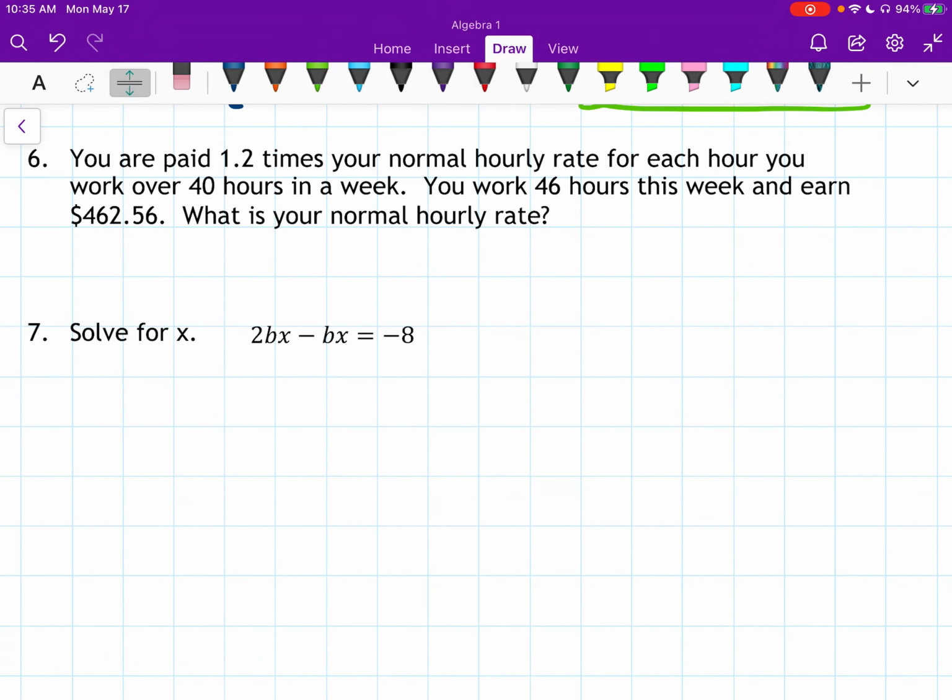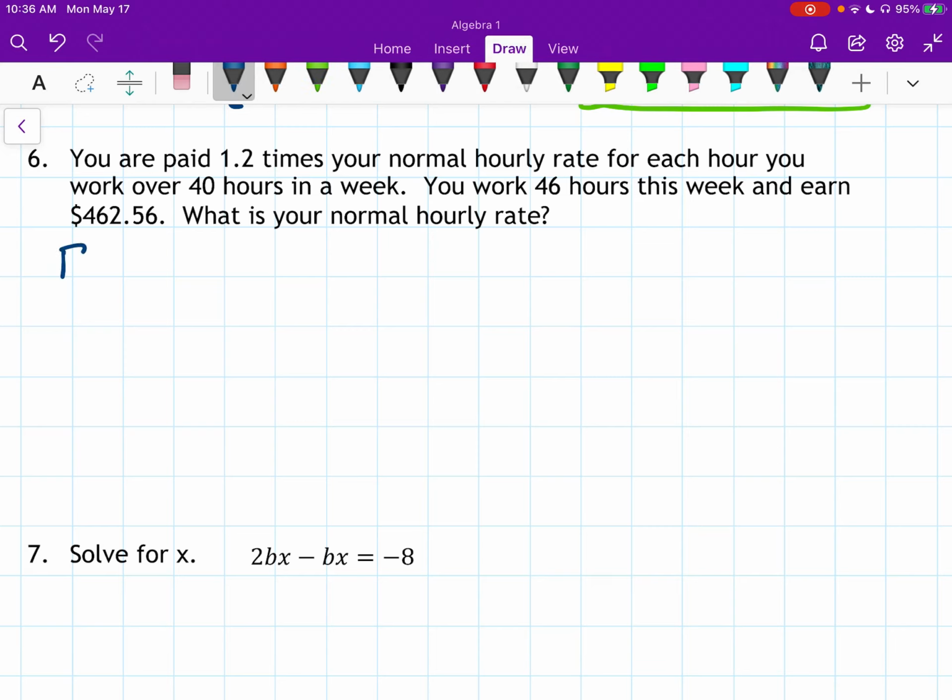Number 6. You are paid 1.2 times your normal hourly rate for each hour you work over 40 hours in a week. You work 46 hours this week and earn $462.56. And it wants to know, what is your normal hourly rate? Okay, so we'll say your normal rate, we'll just call it the rate. Your rate is x. We'll say your over 40 rate is 1.2x.